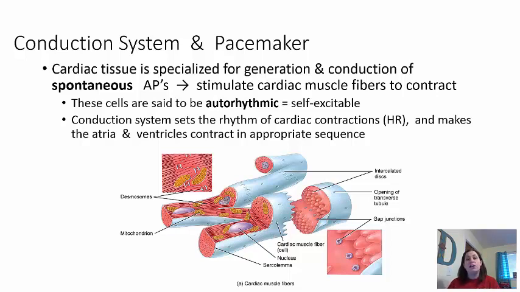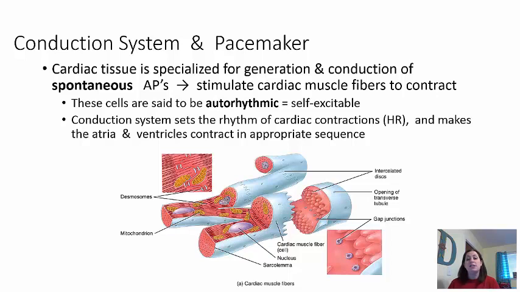So our heart has this area that's called the conduction system and pacemaker system. Cardiac tissue is a specialized tissue, and it has the ability to generate and conduct spontaneous action potentials. Okay, so you're not going to have to actively be thinking about these action potentials. This is going to stimulate cardiac muscles to contract and push the blood the way they're supposed to. These cells are said to be what we call autorhythmic. Auto means self, rhythmic means they're going to have their own rhythm. So they're self-excitable. They go through the process of creating and pacing your heart on their own.